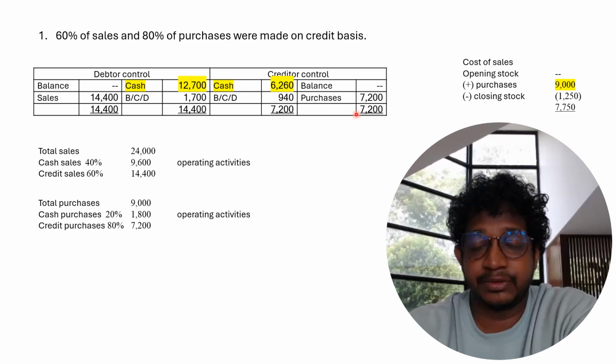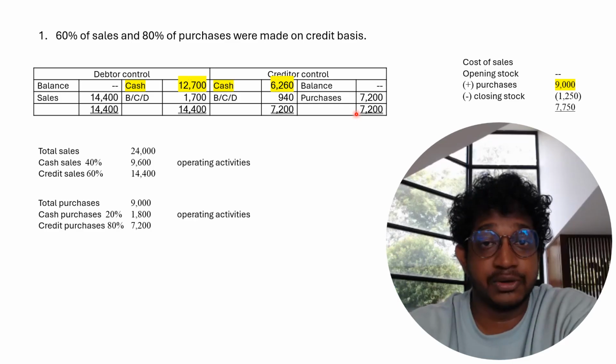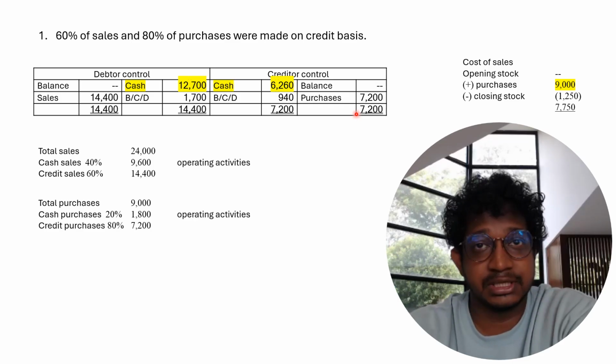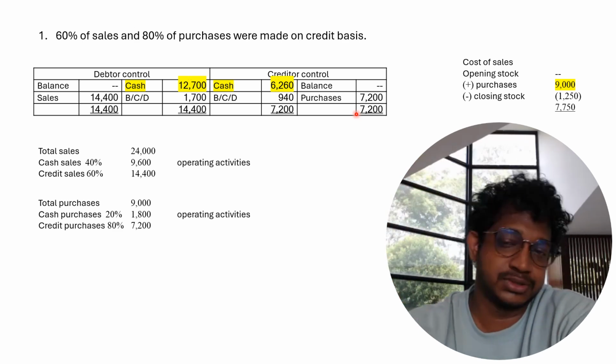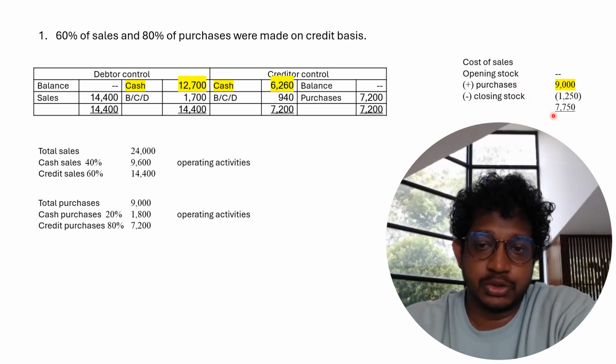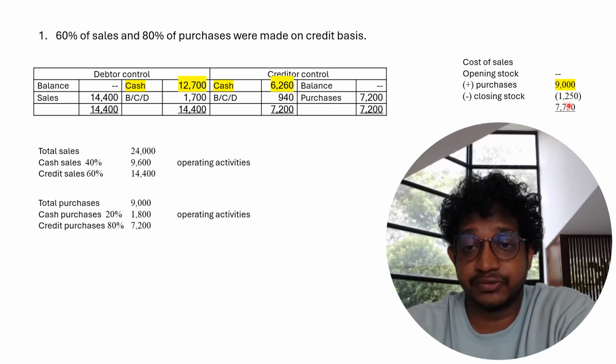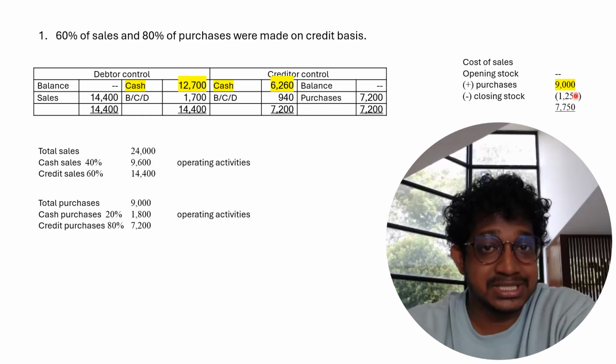And when it comes to the purchases, first of all, you have to find out purchases, because in the income statement it's given cost of sales. So purchases is included in cost of sales. Cost of sales 7,750 and your closing stock in the SOFP 1,250, which means your total purchases 9,000.